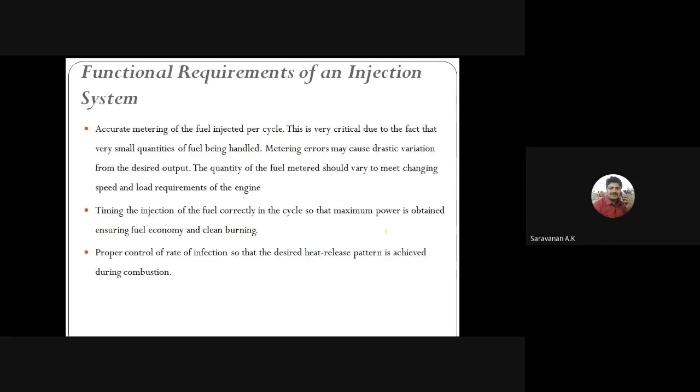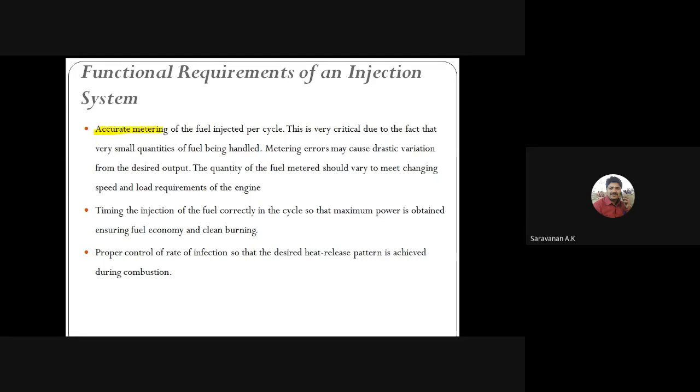Then the requirements. What are the important requirements in the injection system? The injection system is a very important one. Why? Because we have to supply the fuel through the injector. So the amount of fuel injected is very important. Accurate metering is very important for the injection system.